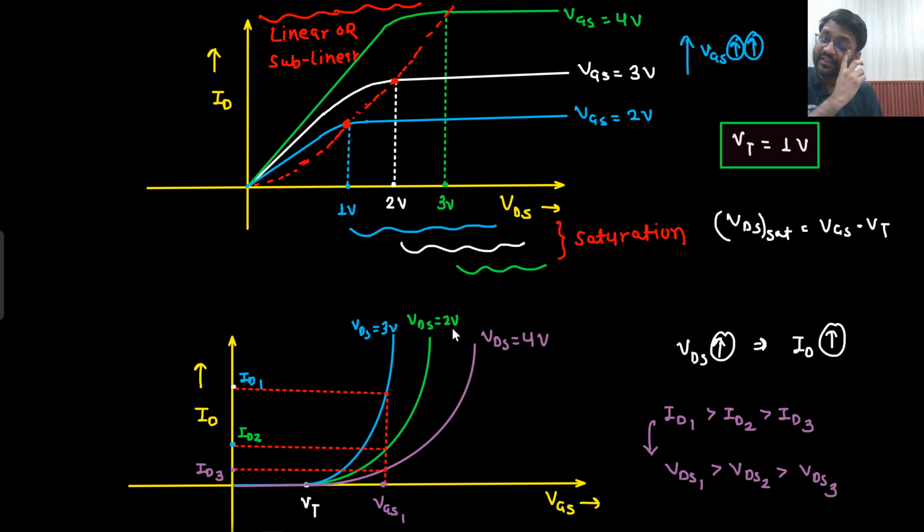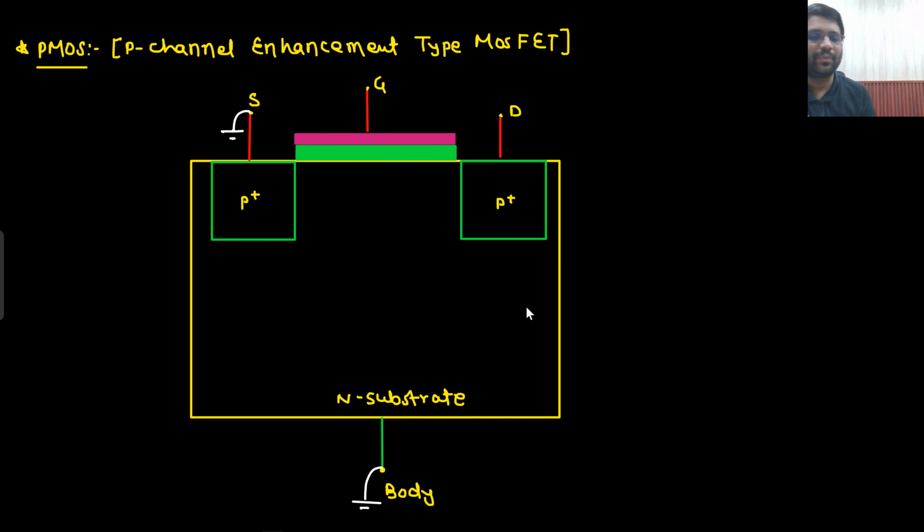So when I kept VDS at 2 volt, I know that before threshold it is not going to conduct. But after threshold, the current would be very large. Here the current would be highest when VDS equals 3 volt, because more VDS, more current. And here you can see that with respect to a certain VGS value, we are getting ID1, ID2 and ID3 current. ID current is the maximum, that means VDS here has to be maximum. Okay, so this is the characteristics we have seen. Now we will see the same thing for PMOS as well.